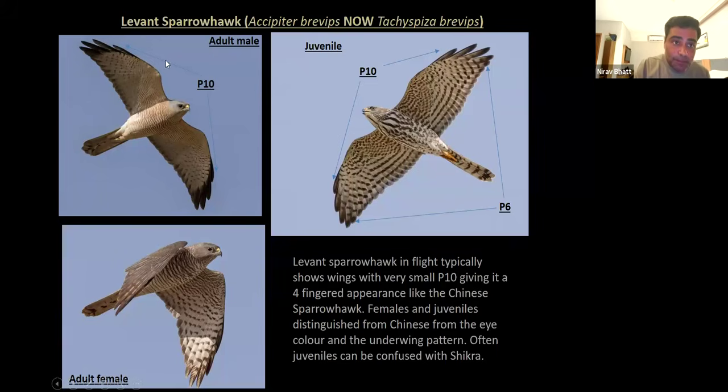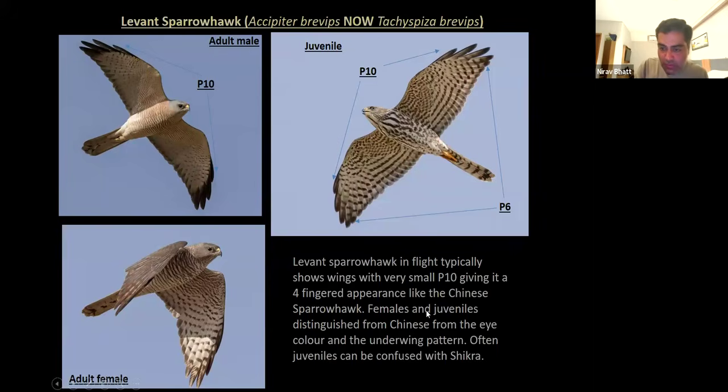So Levant has dark fingers similar to Chinese Sparrowhawk. Again, only 4 outer primaries similar to Chinese Sparrowhawk, but the markings are completely different. So that's how it is being identified. Similarly, the adult females have brown barrings. The markings are similar to Eurasian Sparrowhawk, but the wing structure is completely different.